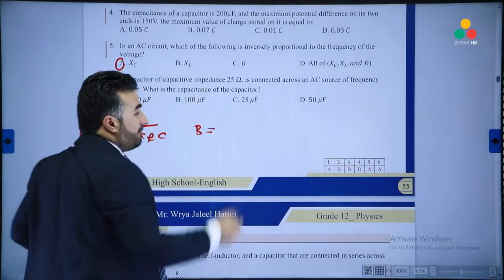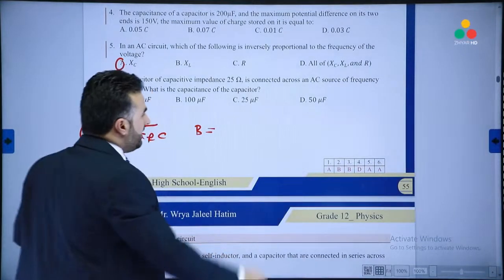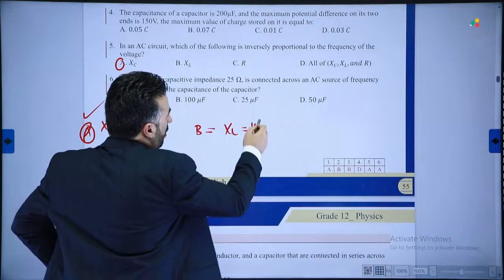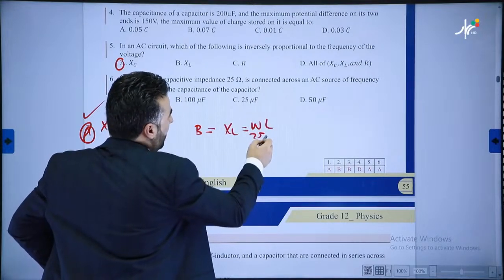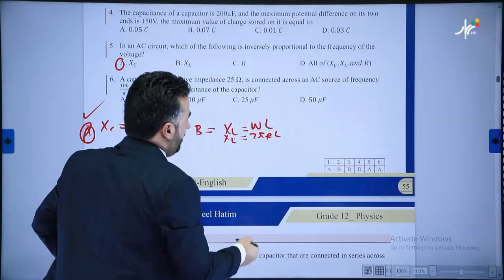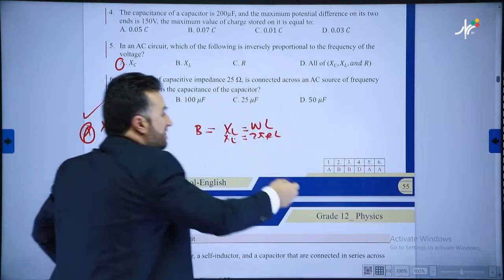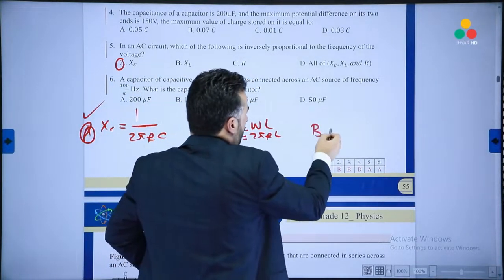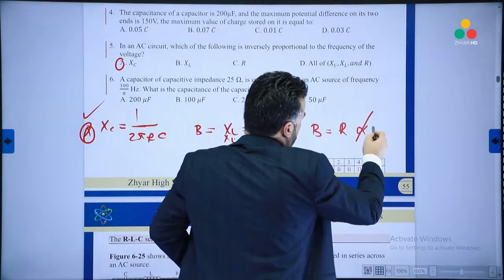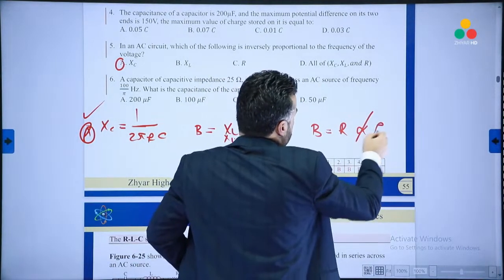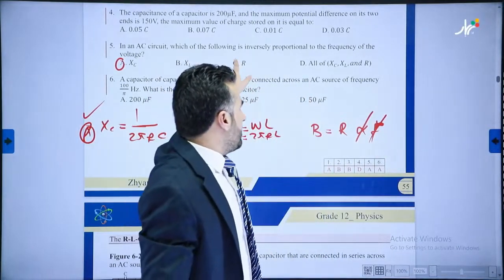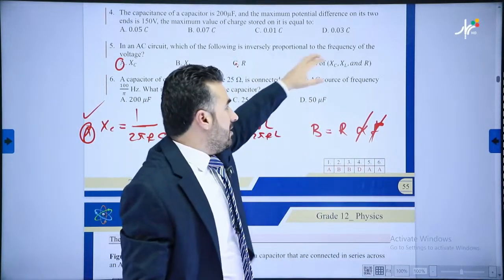B, of course, is the inductive impedance, yeah? And of course, we said XL equals omega L, or you can say 2 pi F L. So you can see that these two are directly proportional to one another, not inversely. And of course, resistance does not depend on the frequency here, yeah? So you could just take the frequency away. So if that is not true for this one, or this one, it cannot be all of them.